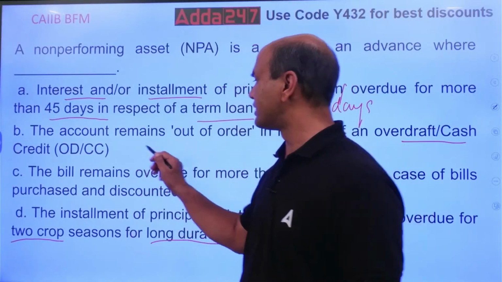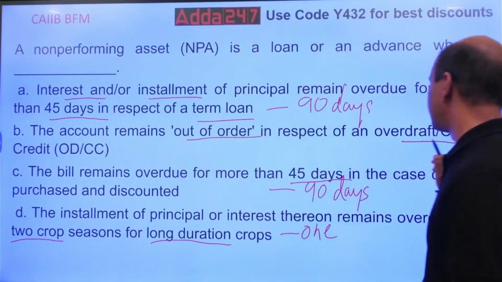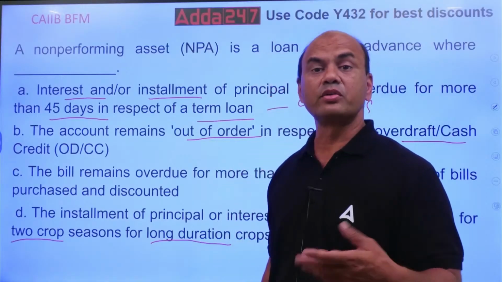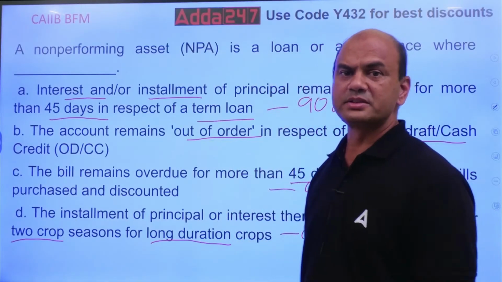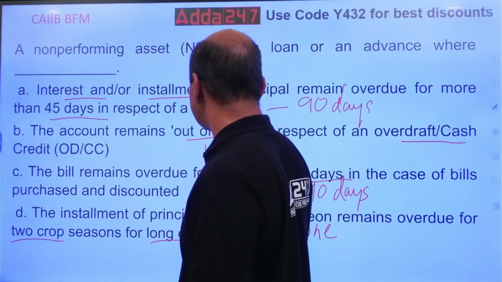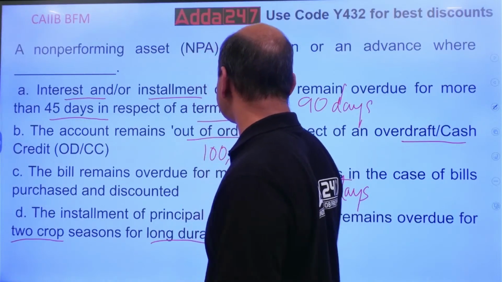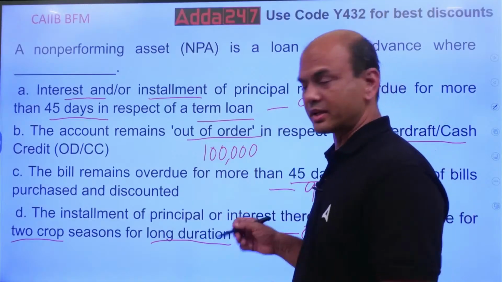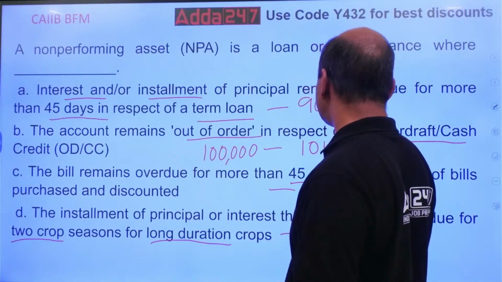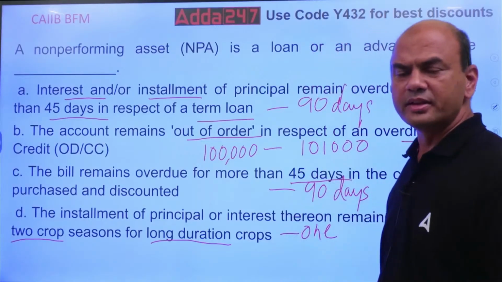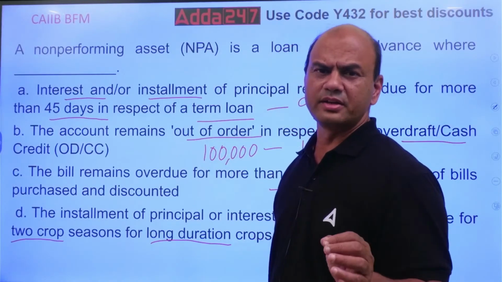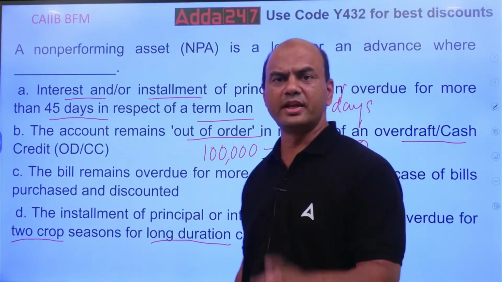So the correct answer is over here, out of order in respect of overdraft CC. If any account remains out of order constantly, what is out of order? Suppose I have sanctioned a CC of 1 lakh rupees, and that account is constantly above 1 lakh. The average balance is around 1 lakh 1000 constantly for all 3 months. Then this is called out of order. When any account is out of order constantly for 90 days, it is called an NPA.